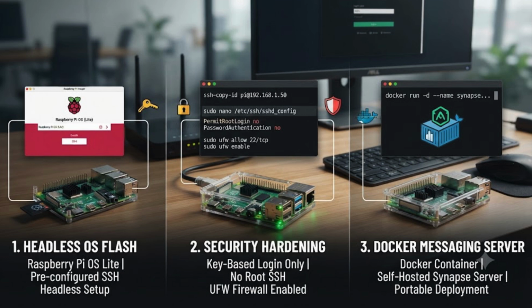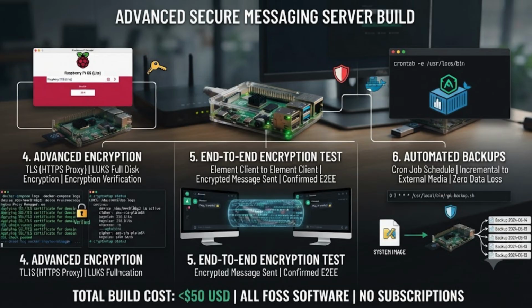We flashed a headless Raspberry Pi OS install with SSH pre-configured. We hardened it: key-based login only, no root SSH, and a firewall allowing only the traffic we actually need. We installed a self-hosted messaging server in Docker for clean, portable deployment. We layered on real encryption, TLS in transit through an automatic HTTPS reverse proxy, and LUKS encryption at rest for the actual stored data, and we verified both instead of just taking it on faith.